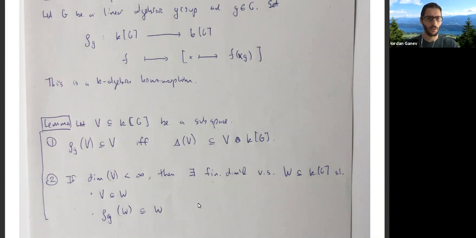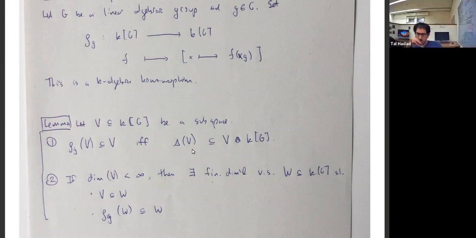And then the second thing we'll prove is that if V is finite dimensional, then there exists another finite dimensional subspace W in the affine algebra that contains V. So it's bigger than V, but it's still finite dimensional, and it has this stability property: rho g of W is contained in W. So if we start with any finite dimensional vector space inside K[G], we can find a bigger, still finite dimensional vector space that is stable under rho of g, and therefore by part one, it also has this nice interaction with the coproduct.